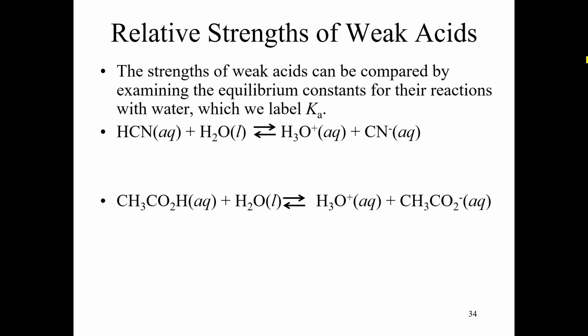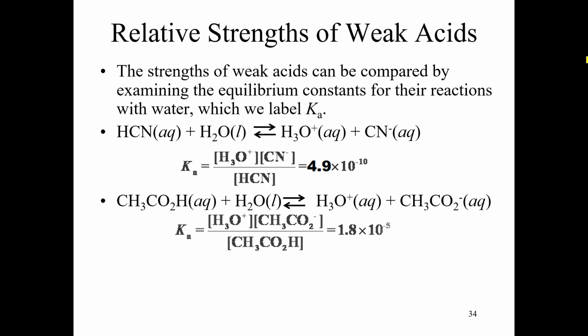If we look at the table, we'll see the expression of Ka. Again, remember, products over reactant. So for HCN, the value of Ka is 4.9 times 10 to the negative 10. For acetic acid, again, products over reactant, the Ka value is 1.8 times 10 to the negative 5. So question number 1, and again, please pause the video and think about this. Which of these acids is weaker?